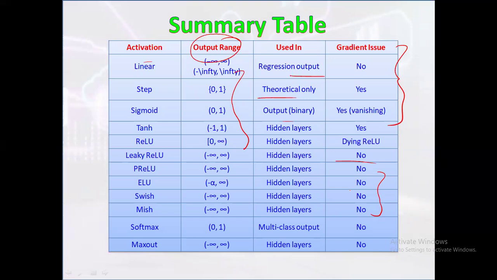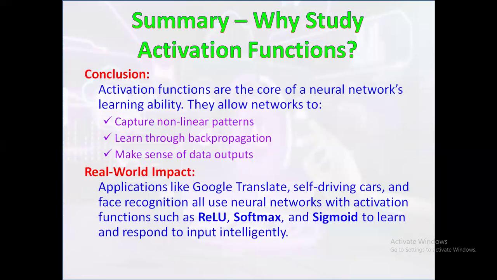And coming to the summary, why study activation functions? Studying activation functions is essential for anyone working in neural networks because they are the gateway through which information flows and learning happens. They allow networks to move beyond linear assumptions to model complex nonlinear relationships in data and train effectively through backpropagation.